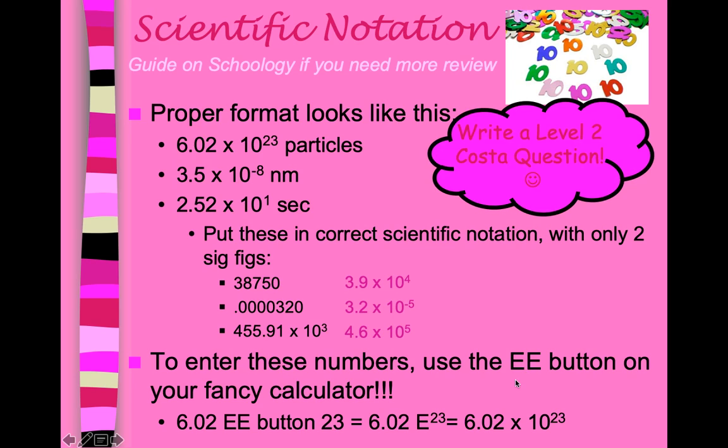Okay, go ahead and do a level 2 question so far about scientific notation. Make up a number, any number, and maybe do this thing. Put this number in correct scientific notation with blank sig figs. Make up a number, anything, and then just ask for correct scientific notation. Ask for a certain number of sig figs. That would be a great level 2 kind of question.